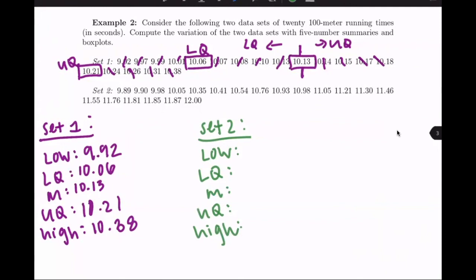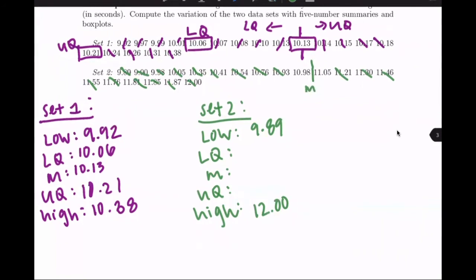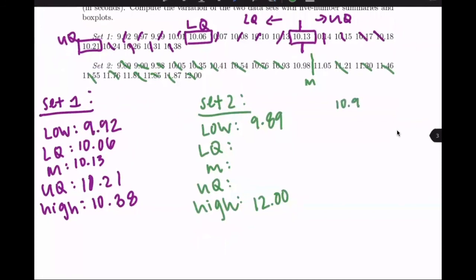So starting with the lowest, it's 9.89. The highest is 12.00. Next, I will find the median. So we have two numbers, which means the median is going to be right here in the middle of those two numbers. So to find the median, we will do 10.98 plus 11.05 divided by 2. So we'll get 11.015.